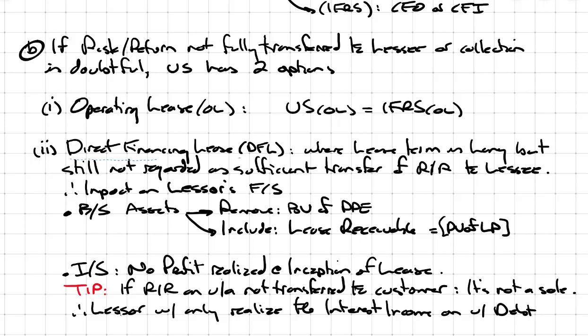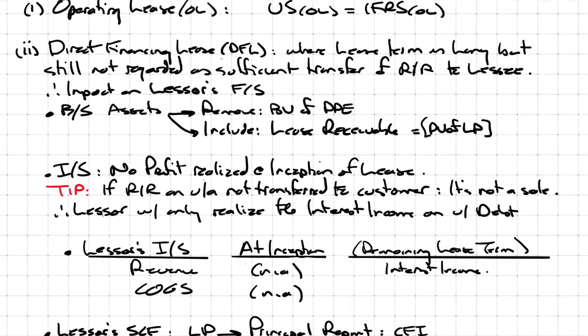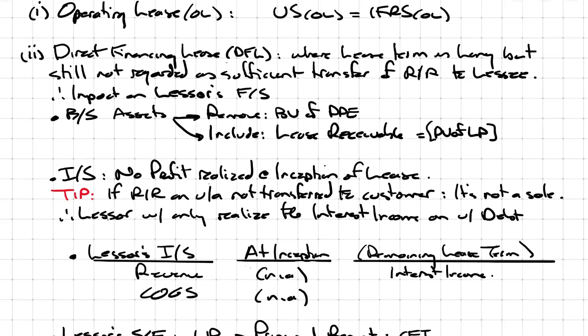The other option is direct financing lease. And over here, the lease term is long, but still not regarded as sufficient transfer of risk and return to the lessee. So what would the impact be on the lessor's financial statements under direct finance lease? Balance sheet asset section. So they would remove the book value of the PPE, and they would include the loan receivable. So this is kind of similar to the finance lease method we saw before.